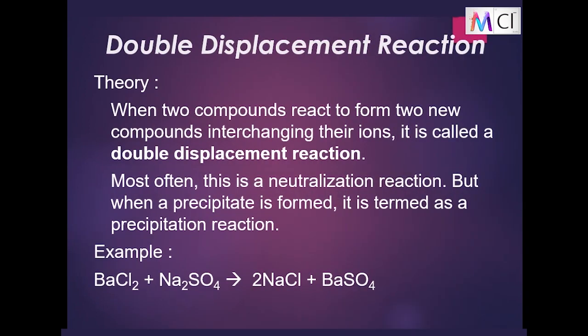Double displacement reaction theory. When two compounds react to form two new compounds, interchanging their ions, it is called a double displacement reaction. Most often, this is a neutralization reaction. But when a precipitate is formed, it is termed a precipitation reaction. Example, barium chloride plus sodium sulfate gives sodium chloride plus barium sulfate.